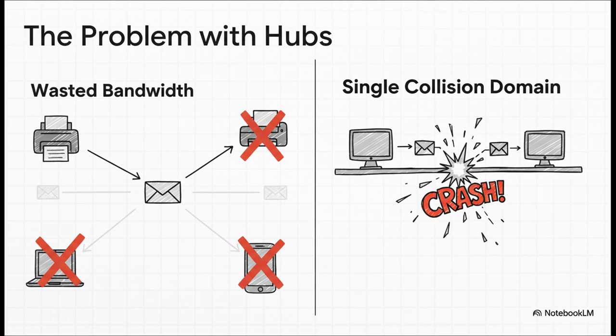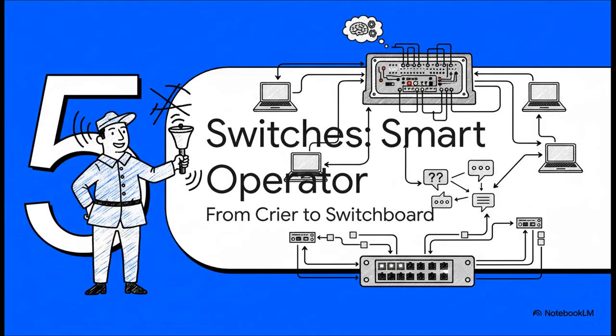First, it wastes a ton of bandwidth because every computer has to waste time looking at traffic that isn't even for them. But more importantly, it creates what's called a single collision domain. If two devices try to talk at the exact same time, their electrical signals literally collide on the wire and get scrambled. The whole network has to stop, wait, and then try again. It was a mess.